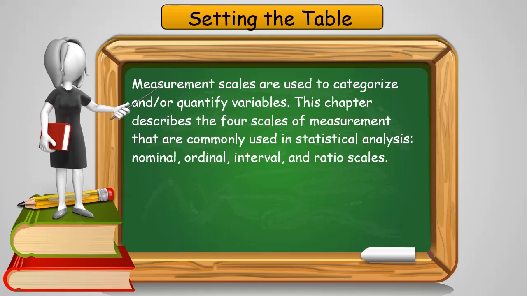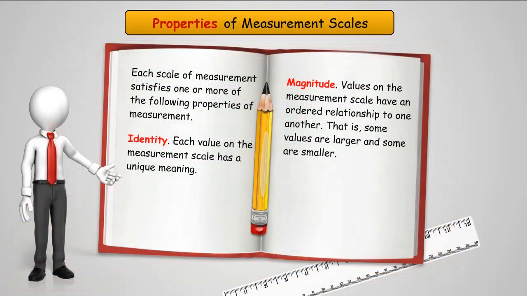And there are 4 scales of measurement that are used in statistical analysis, and we're going to walk through each one of them: nominal, ordinal, interval, and ratio scales. But let's begin by talking about the properties of a measurement scale. The properties must include, to begin with, an identity. Each value on the scale has to have a unique meaning.